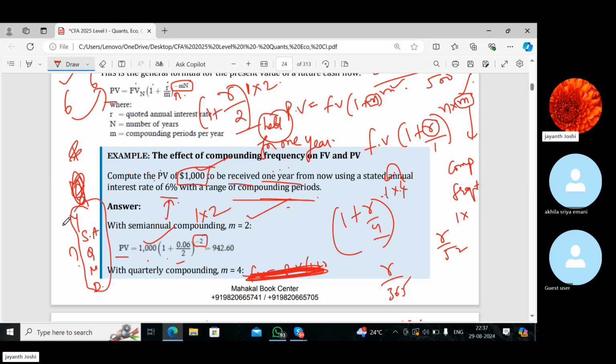Will you do it right now? You'll do it as homework. So my question is, I am taking 1,000 into 1 plus 0.06 divided by 2 whole power 2. See, are you understanding? So what is your answer like this? If it is semi-annual, and if it is quarterly, 1,000 into 1 plus 0.06 divided by 4 whole power 4. You just find out the values and tell me. Okay, that's homework for you.